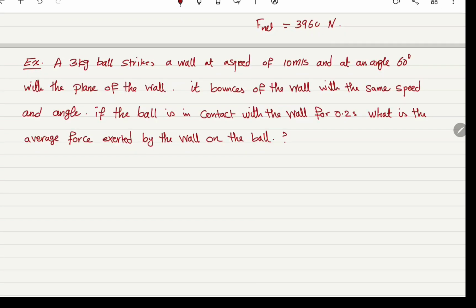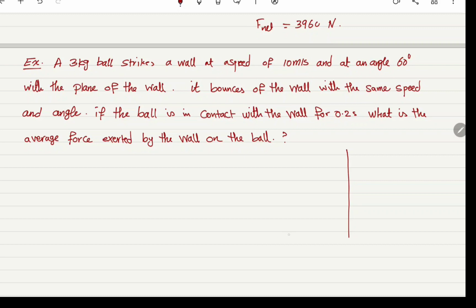Example: a 3 kilogram ball strikes a wall at a speed of 10 meters per second at an angle of 60 degrees with the plane of the wall. It bounces off the wall with the same speed and angle. If the ball is in contact with the wall for 0.2 seconds, what is the average force exerted by the wall on the ball? Now let's draw the situation here.